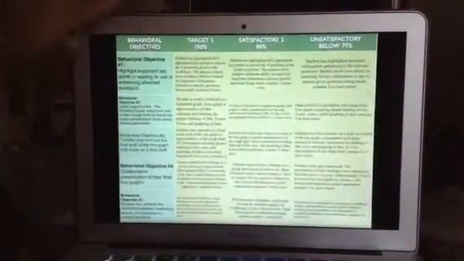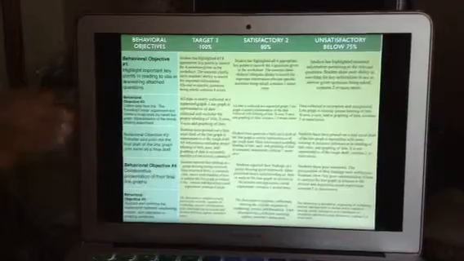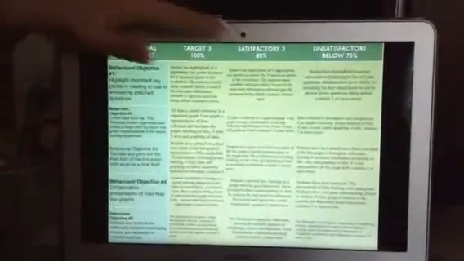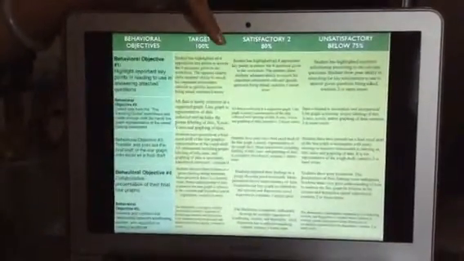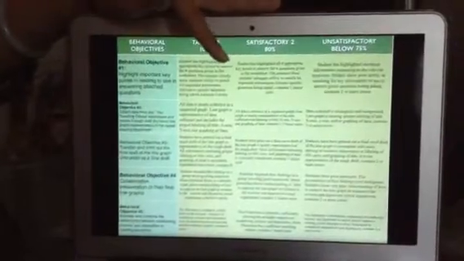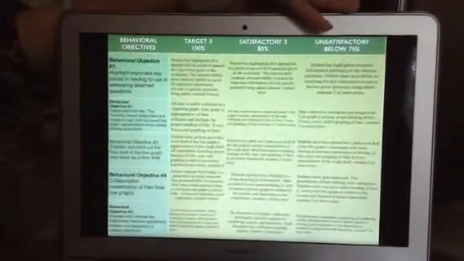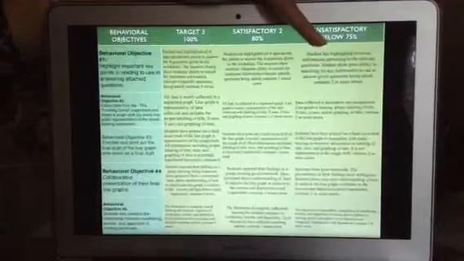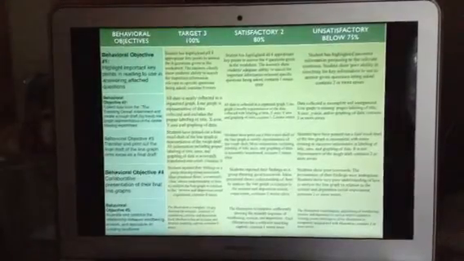This is our assessment rubric, and target 3 would be 100%, same as before, with 0 errors, and 80% is satisfactory, which is containing 1 minor error, and below 75 is going to be having 2 or more errors. Okay, and I'm going to show you how we're going to do this with the worksheet.